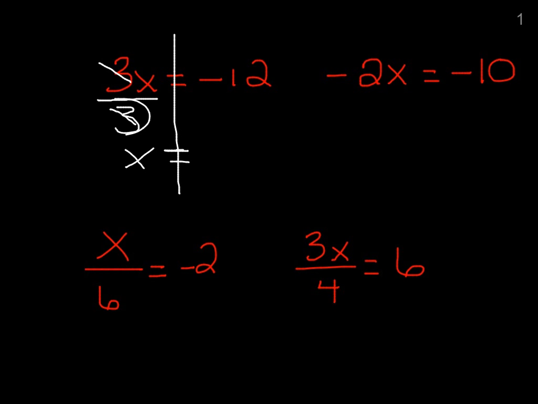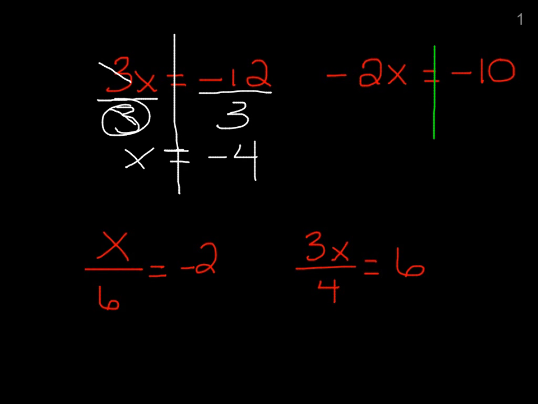Since I divided by 3 right here, I need to come to this side and divide by 3. Negative 12 divided by 3 is negative 4. And it's negative because you had one positive and one negative. In division and multiplication, when the signs are different, it's always negative. So let's look at this next example.